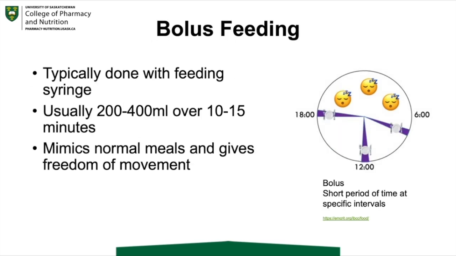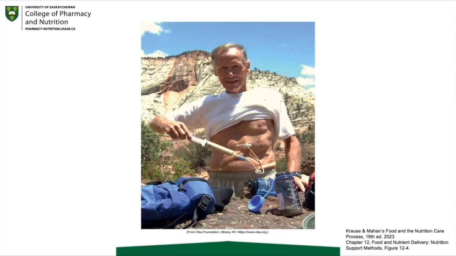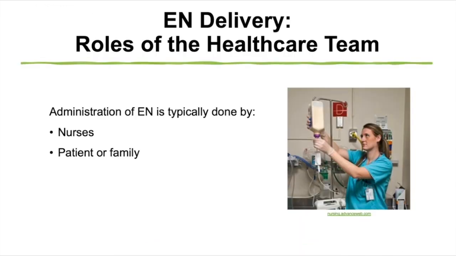Bolus feeding is administered via a feeding syringe with a set volume over a shorter time period. It is administered 3 to 8 times a day. 200 to 400 milliliters are provided over 15 to 20 minutes. This mimics normal meals and gives freedom of movement for the patient. This is an example of someone with a feeding tube who is bolus feeding, which, as you can see, allows for much more freedom. Enteral nutrition can be delivered by nurses or by the patient or family.